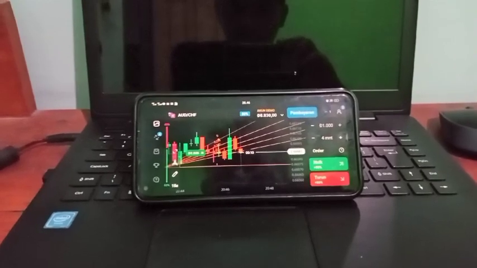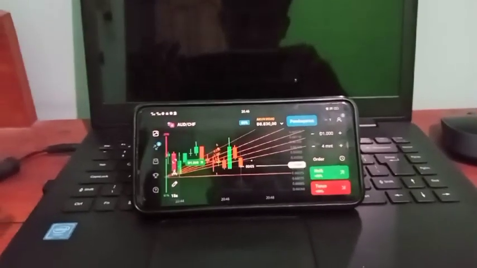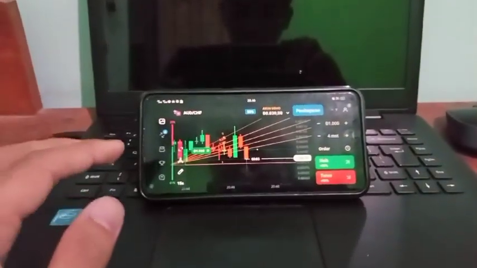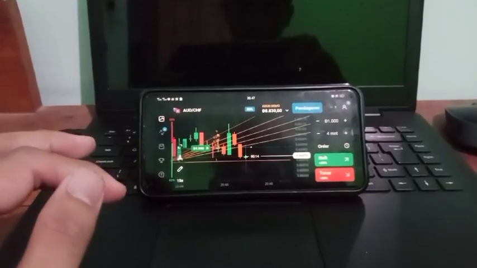And the third is trading focus only on one currency. Okay, just focus only on one currency.